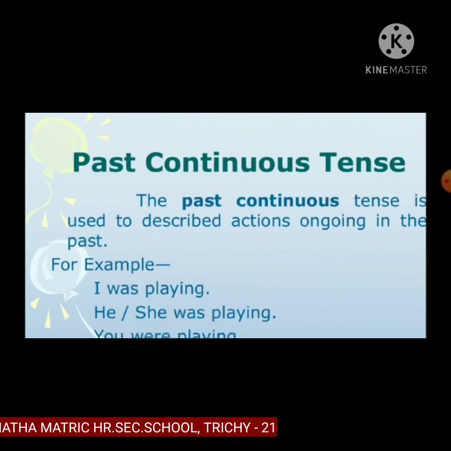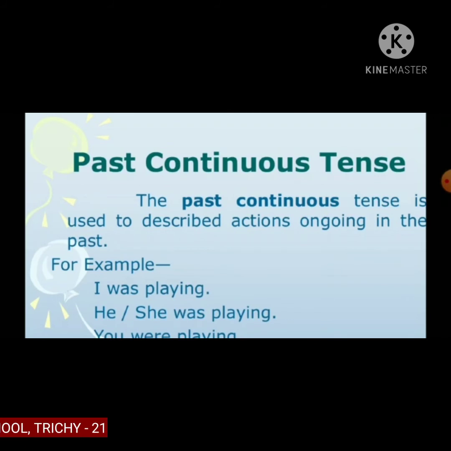Past continuous tense, how will you use it? The past continuous tense is used to describe actions ongoing in the past. So that is continuous form: was plus verb ing, or were plus verb ing. I already told you where to use was and were. With first person singular and third person singular, we use was. When the subject is plural, we use were. If the subject is singular, we use was.